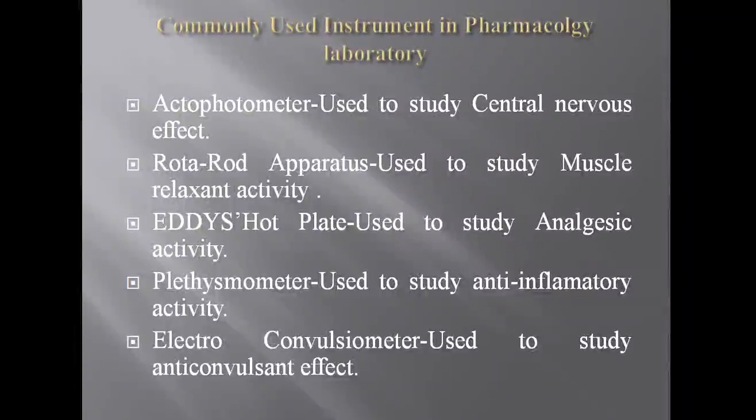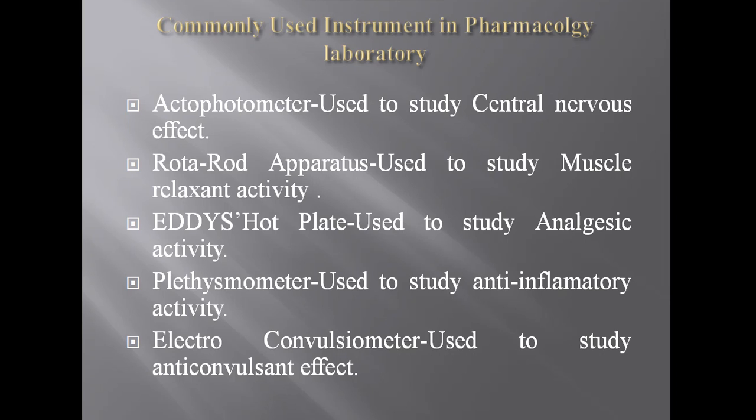So in this video we are going to discuss some commonly used instruments in the pharmacology laboratory for performing various experiments. First of all, the actophotometer. It is mainly used to study the central nervous system effect, mainly the locomotor activity. So the actophotometer is mainly used to determine the locomotor activity.